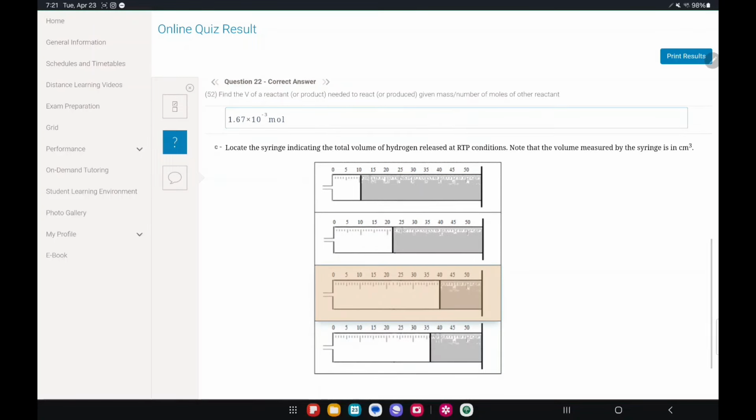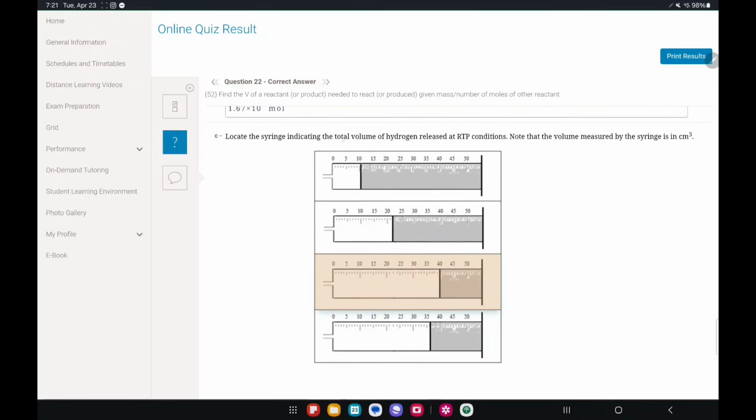For part C, locate the syringe indicating the volume, and they're saying in cm cube. So always you have to know n equals V over Vm, and since we're talking about RTP, Vm equals 24. The moles, 1.67 times 10 to the minus 3, equals the volume over 24. Cross multiply. Let me do it on my calculator: 1.67 times 10 to the minus 3 times 24.